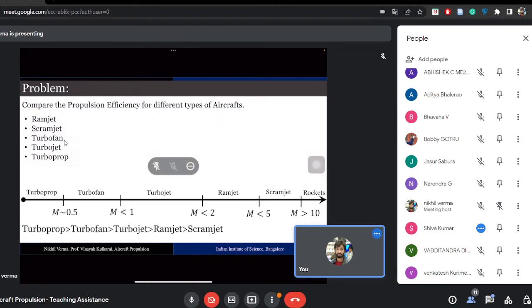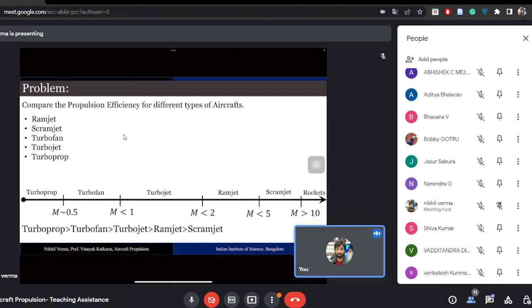So let us see the answer for this. Basically, let us see the velocity range in which they operate. Turboprops operate at a lower Mach number, less than 0.5. Turbofans are used in commercial aircraft where the Mach number is less than 1. Turbojets are used in fighter aircraft where the Mach number is less than 2.